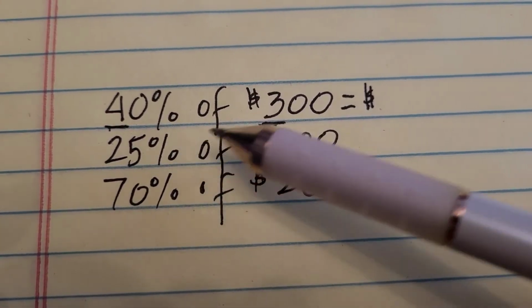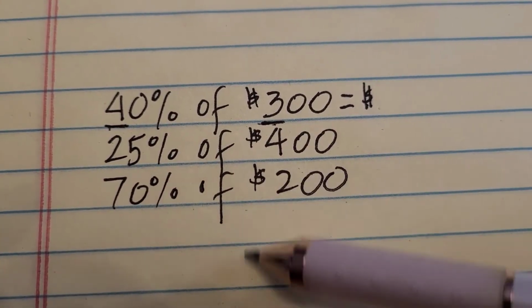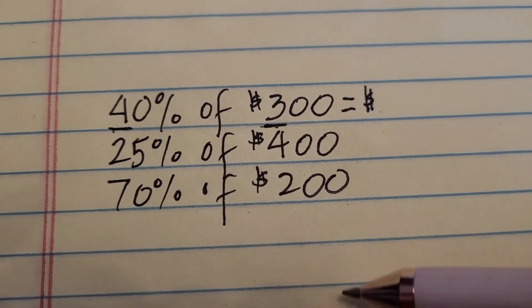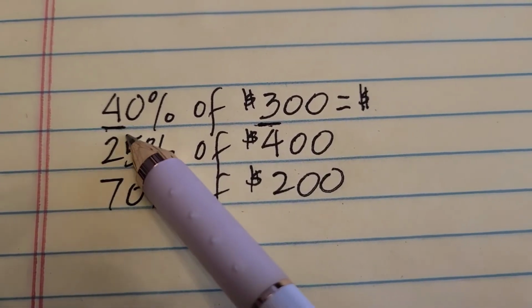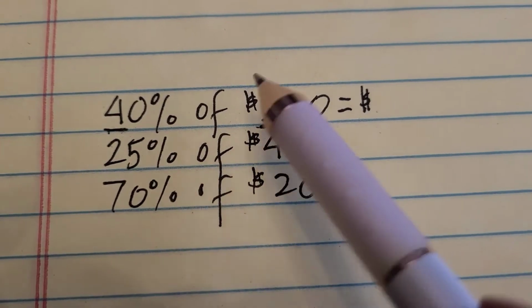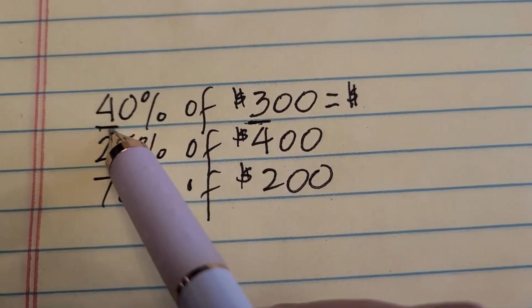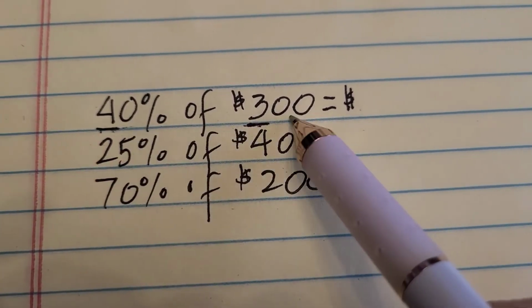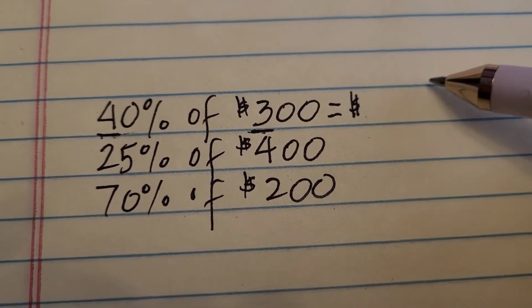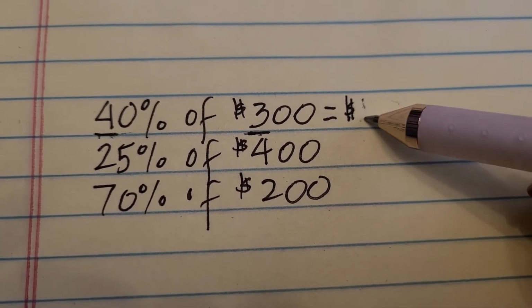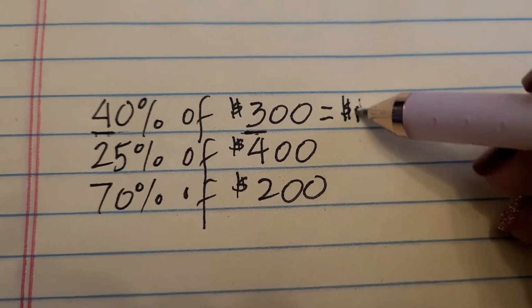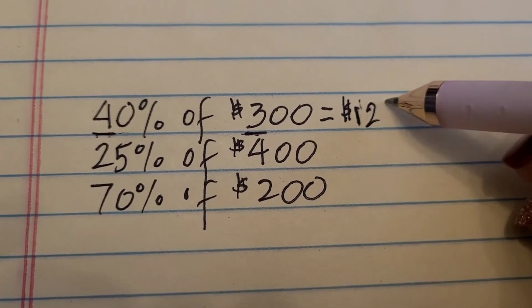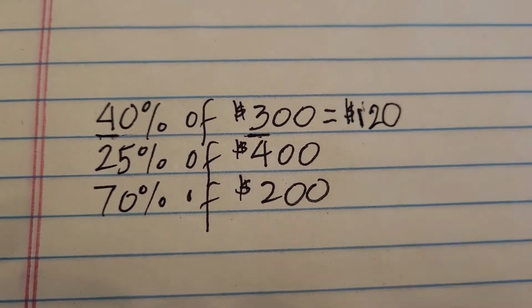We can simply calculate 40% of 300 without doing the boxes as we did in the previous video and adding everything up, simply by taking the 40% and multiplying by 3. So we take the 40 and we multiply that by 3. What is 40 times 3? That is going to give us 120. So in this example, 40% of 300 is $120.